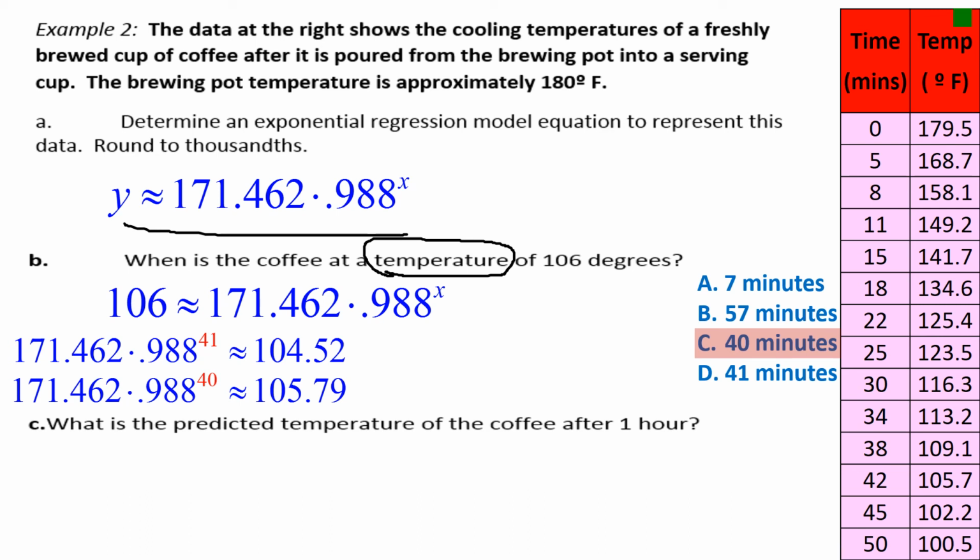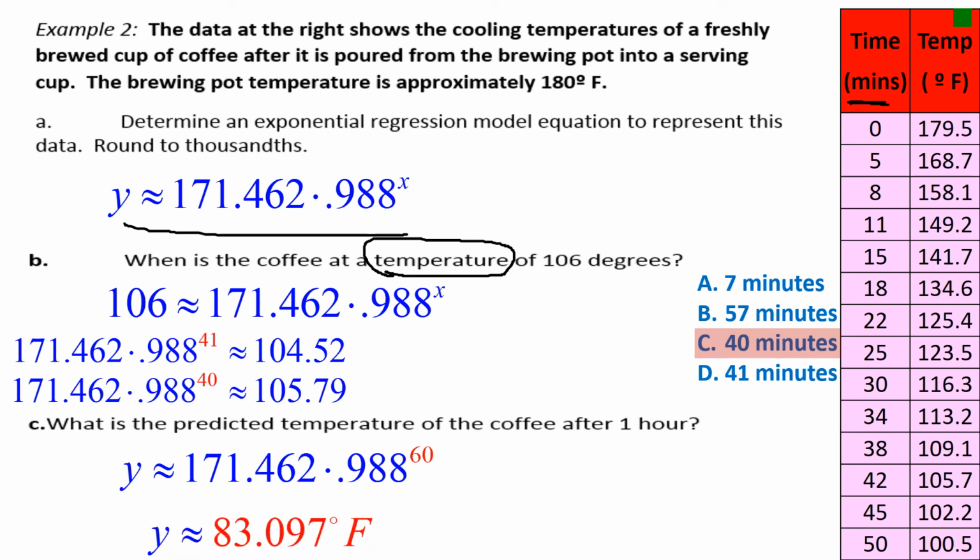What is the predicted temperature of the coffee after 1 hour? Does that mean we can put in 1 for X? Or would that 1 represent 1 minute? What do you think? Okay, so 1 hour is 60 minutes. You've got to think about the data that you put in. This is in minutes. So anything you do, you're going to have to convert it to minutes.